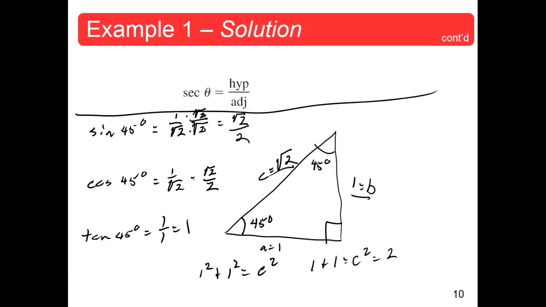Okay. Now, just for the funsies, and this is actually your checkpoint, what would be cotangent of 45 degrees? Of tangent, which is 1. Okay, that would be 1.